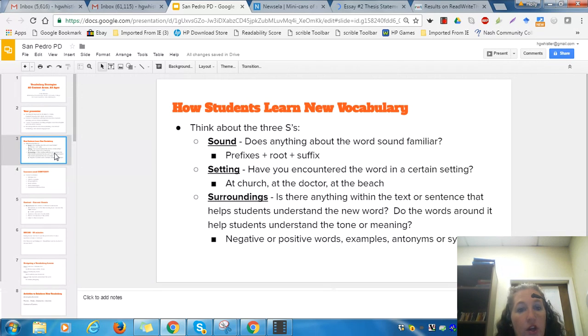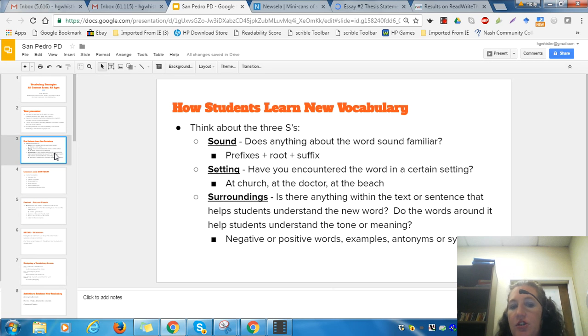First thing I'd like to review is how students learn new vocabulary. I like to call this the 3 S's. So first of all, students make connections with the vocabulary by sound. So asking students, does anything about the word sound familiar, helps them connect the ideas of prefixes, suffixes, and root words. Greek and Latin roots are common across all of our vocabulary, and so it's important that students start seeing these connections between these pieces of words.